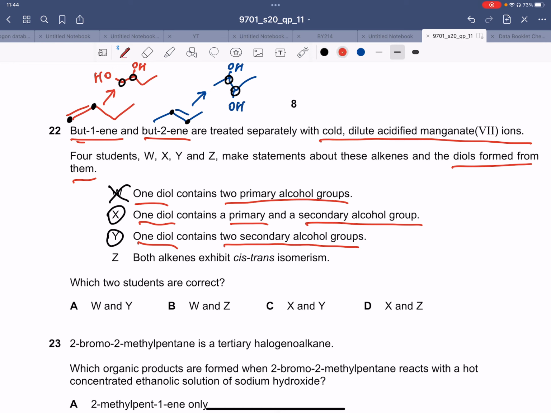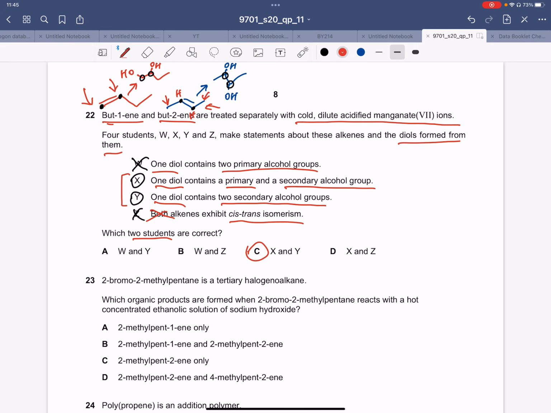And then finally, student Z: both alkenes exhibit cis-trans isomerism. That is not the case because this one right here, butene, does, because again, you have an H here and then the CH3 there, and then again an H here. You have an H here and then a CH3 there. This one has two H's on one side and then a C2H5 and then an H. So butadiene does not exhibit cis-trans isomerism, only butene does. So it's not both, it's only one. Therefore, student Z is incorrect. They asked which two students are correct. Well, the two students would be X and Y right here. So that would be answer choice C, which I do believe is the correct answer.